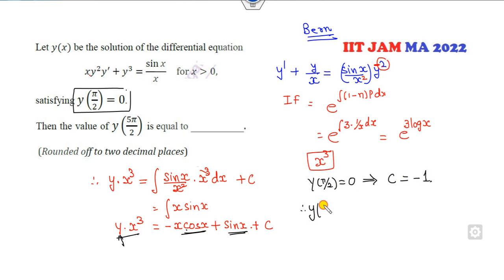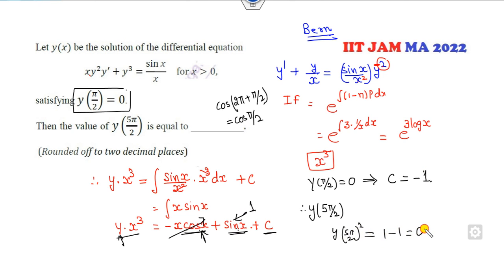So what is the value at 5 pi over 2? So you can see what is cos 5 pi over 2. So I can say 4 pi here, which is nothing but cos pi by 2, again 0. Sin pi by 2 is my plus 1. So this value will be my 0. This is my plus 1. C is my minus 1. So what is the answer of this? y into 5 pi by 2 square is 1 minus 1, 0. So y must be 0. So the right hand side 0 is the right answer of this problem.